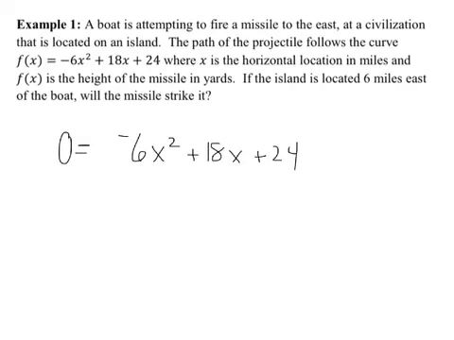So factor out a -6. It's your GCF. And why did I say -6? Just so you have a positive leading coefficient. What do I get when I factor out the -6? Tori May. You get x squared minus 3x minus 4.